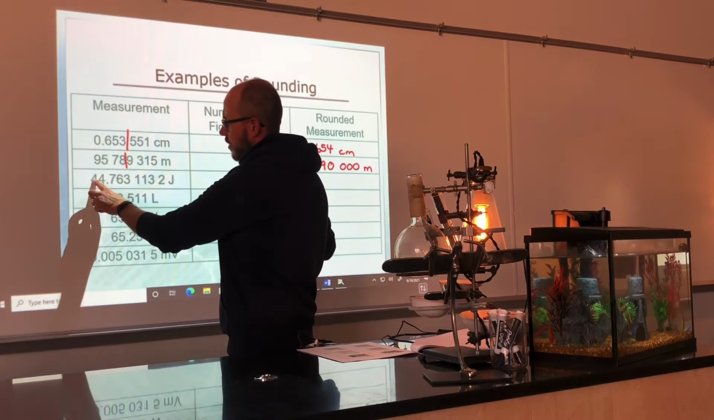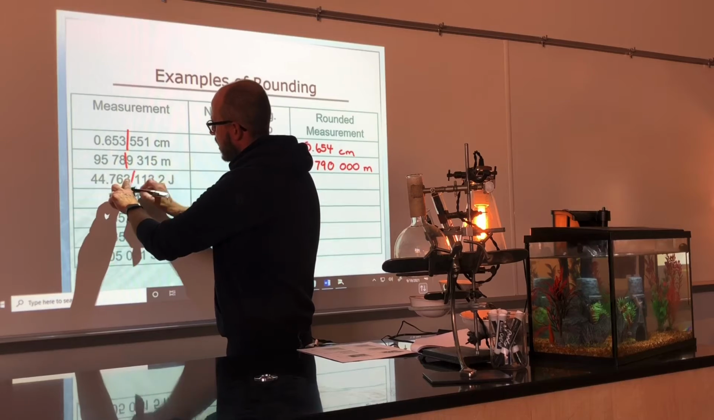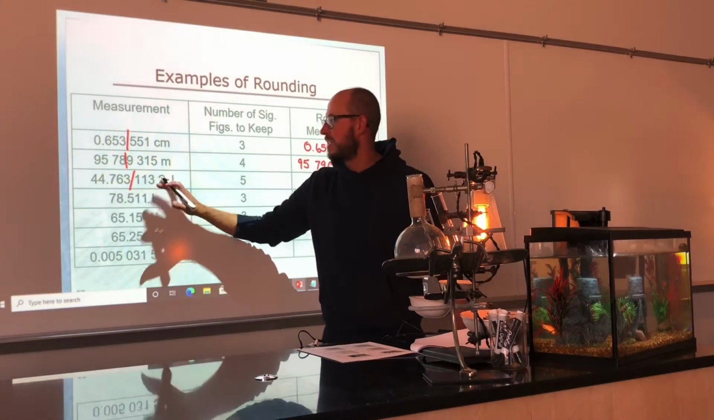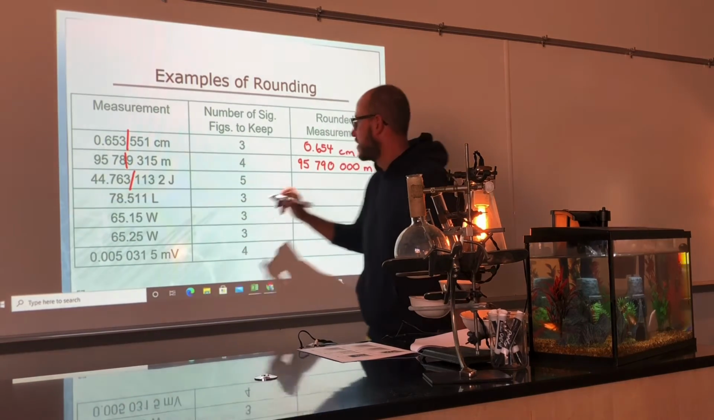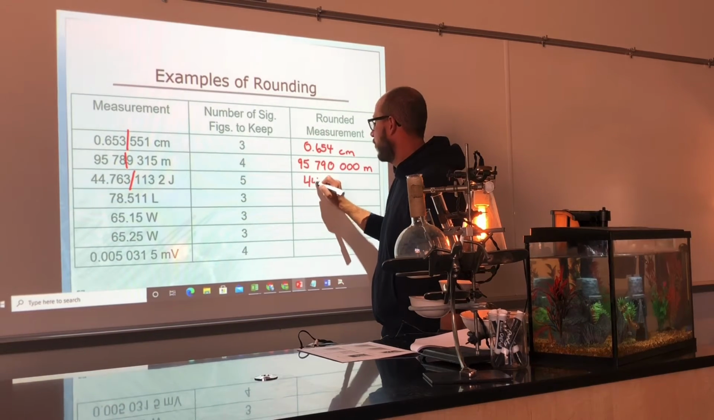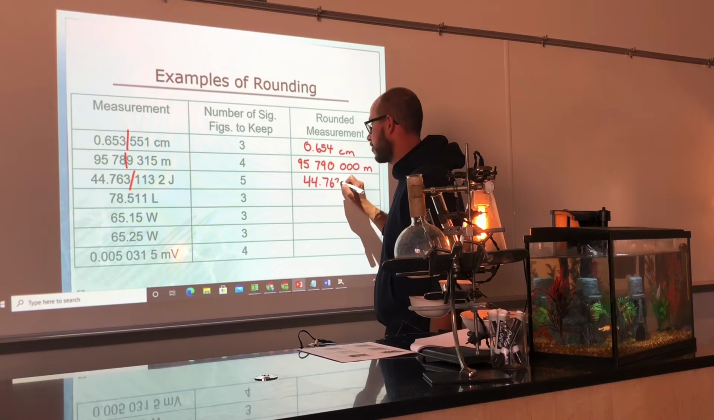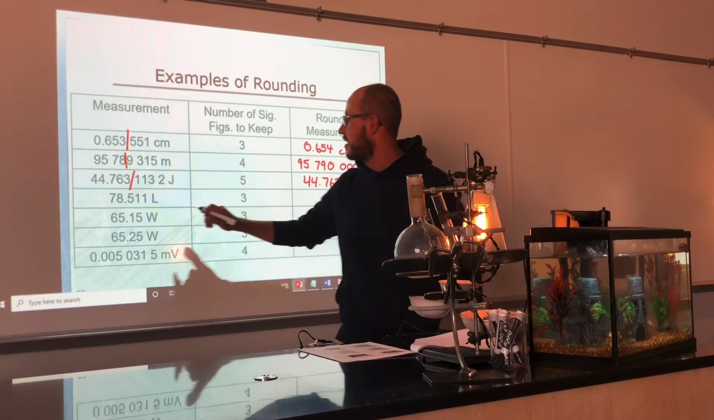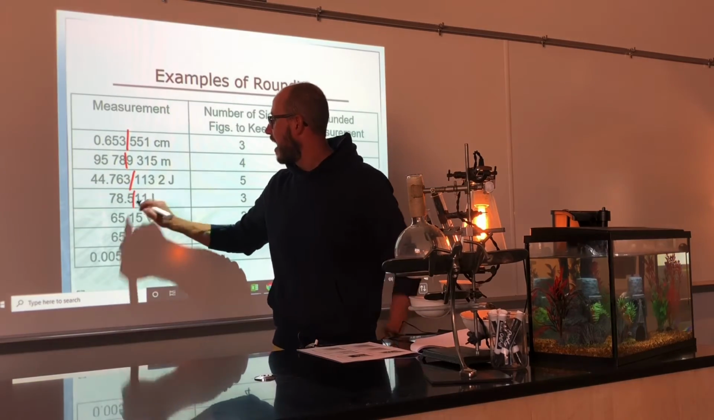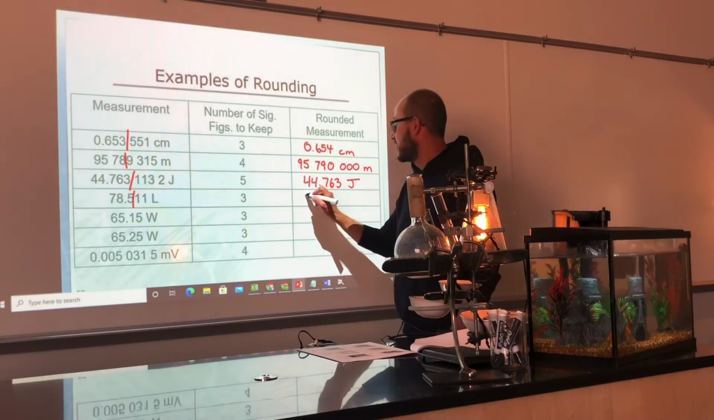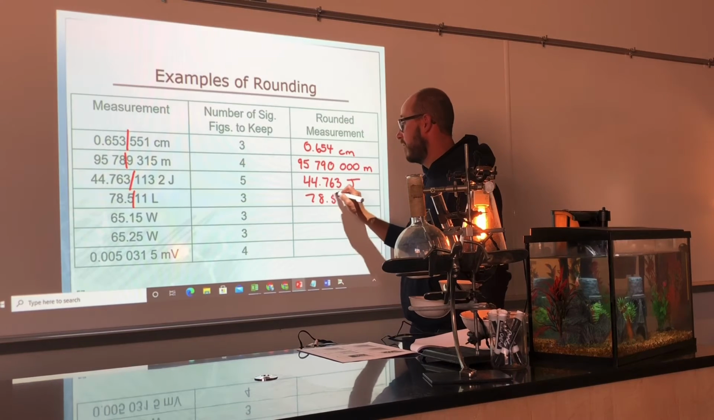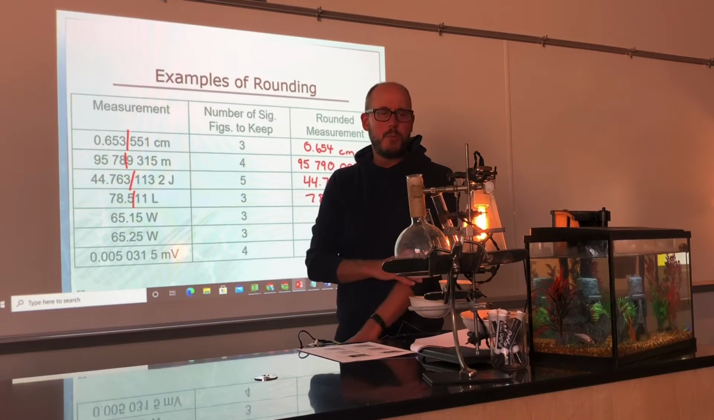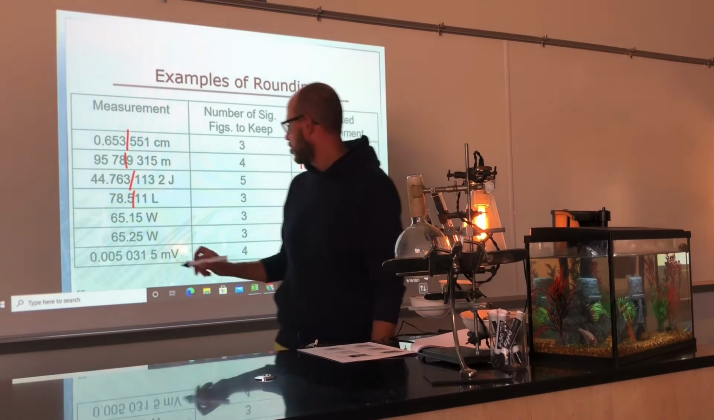This is significant, so we count 1, 2, 3, 4, 5 and cut it off there. Now this one is a decimal, so after the decimal point, we do not need placeholders. This simply becomes 44.763 joules. The next one, we want 3 sig figs. 1, 2, 3. The 5 is followed by a 1, so the 5 stays the same, and we end up with 78.5 liters. In the next two, we see one rule that's a little different in chemistry.